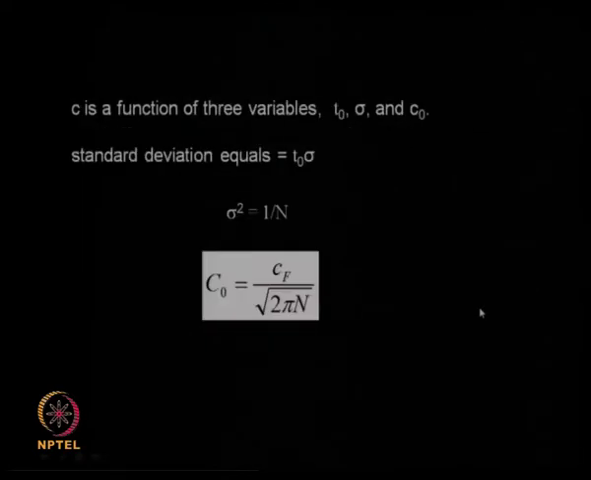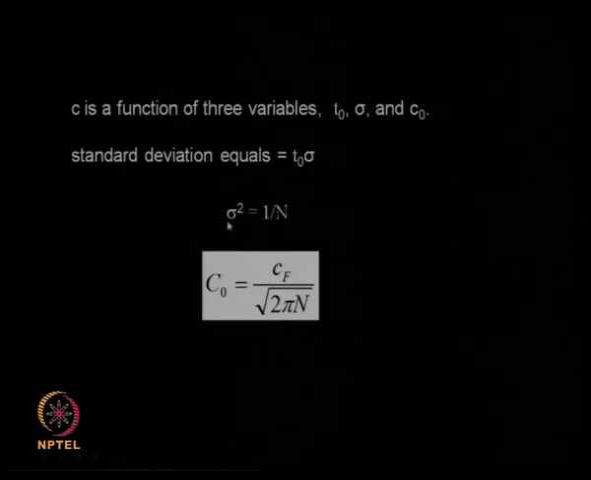Now, C is a function of 3 variables: T naught, sigma and C naught, and the standard deviation is given by T naught sigma. So by comparing this relationship with the previous relationship which we derived for a discrete stage model, we can say that sigma square is equal to 1 by n. So you see that there is a relationship between sigma and the number of theoretical stages or theoretical plates. And what is sigma? T naught sigma is the standard deviation.